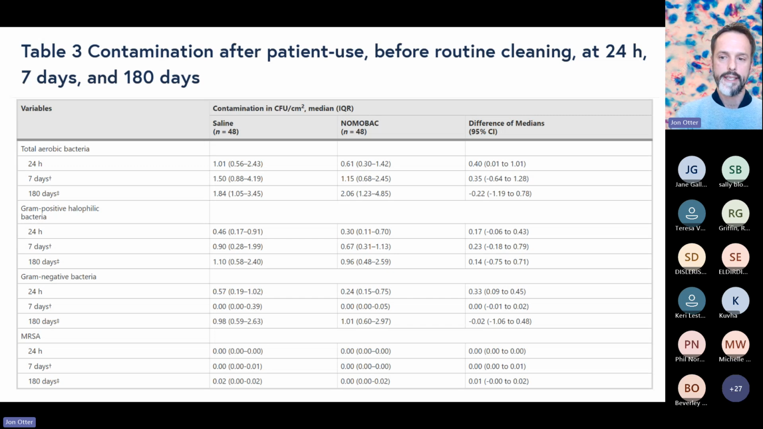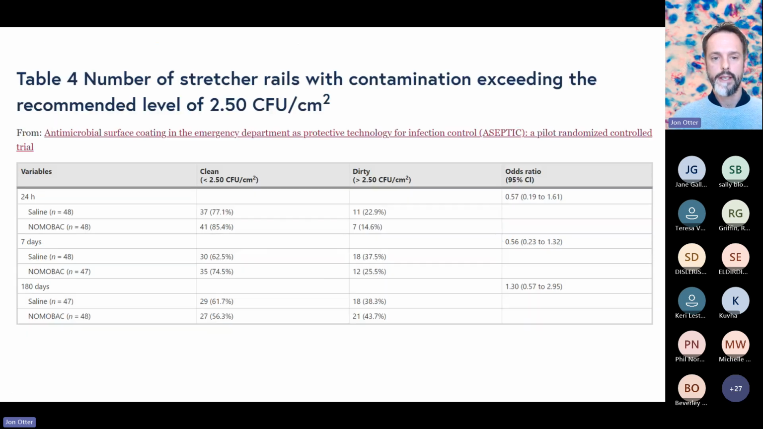And you can see on the top line there the significant difference in the total aerobic count at the 24-hour time point. And you can see it was reduced at the 7-day time point as well, but not significantly so. Now, I mentioned earlier, this is the data looking at the number of the stretchers with the contamination exceeding the 2.5 CFU per centimetre squared. So no significant findings here, but actually if you look at the numbers and the percentages, the proportion of surfaces that were dirty were reduced in the intervention arm, but not significantly so.